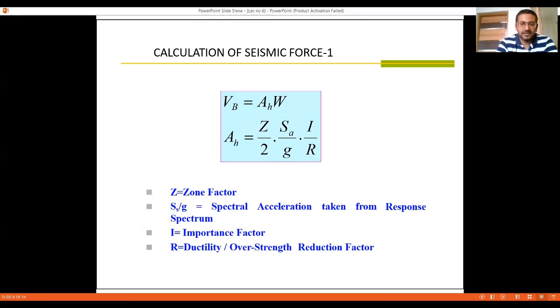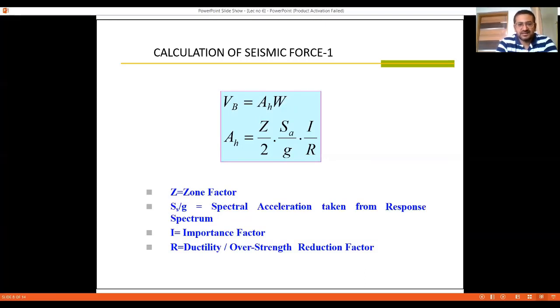Now this value of AH, that is VB is equal to AH into W, is modified. AH is given by ZISA by 2RG, where Z is the zone factor. Zone factor will vary from zone 2 to zone 5, that is from 0.10 to 0.36. Then Sa by g value.